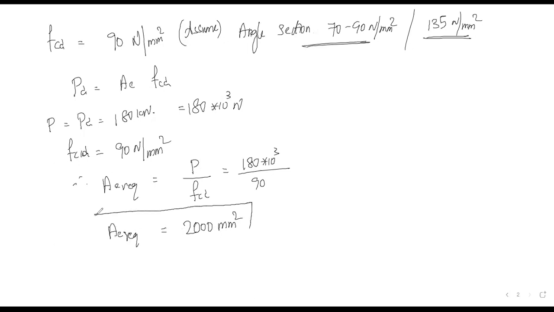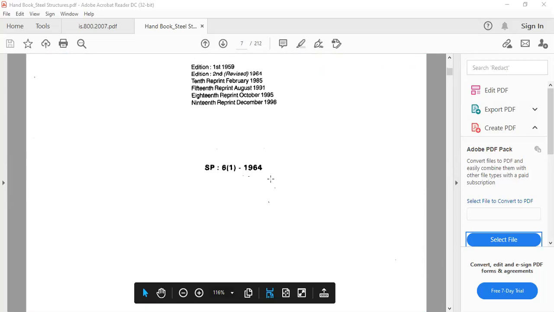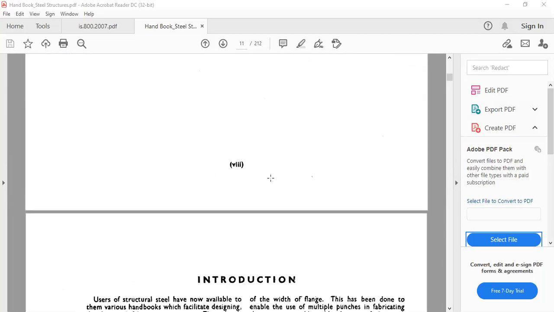Based on this value, we have to go for selection of section. That is the angle section from the steel handbook. Whatever the area is more than 2000, that section we are going to choose, either equal angle section or unequal angle section. That is our wish. So from the handbook, we are going to select the angle section.